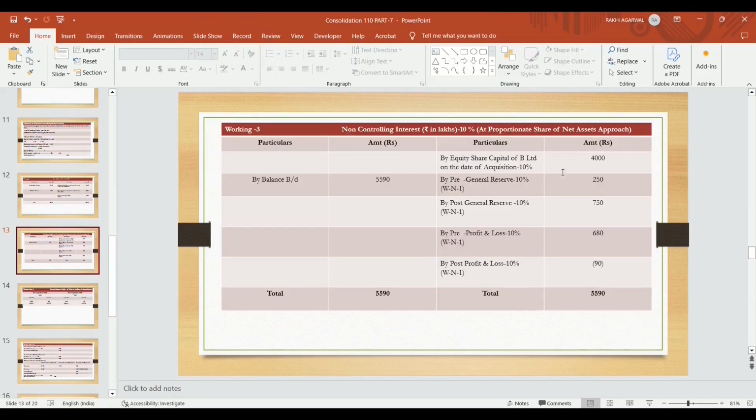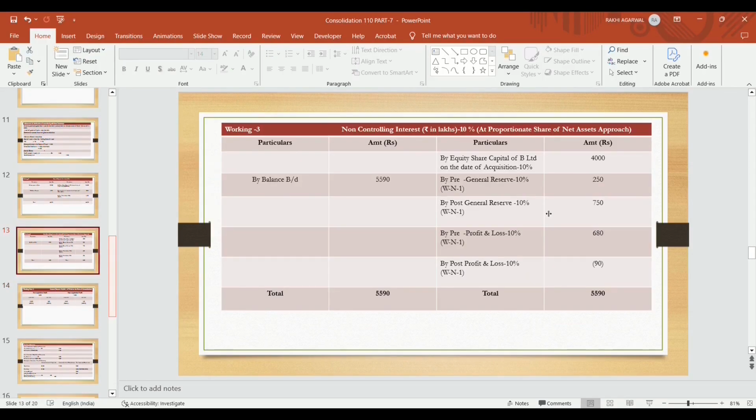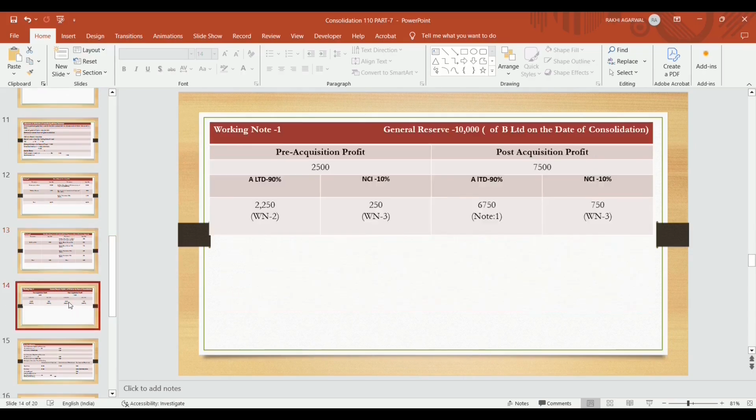Now non-controlling interest, that is the proportionate share of net assets. Equity becomes 4,000. Pre-general reserve is 250. Post-general reserve is 750. Pre-profits is 680. Post-loss is 90. So the total becomes 5,590. That is the NCI balance.